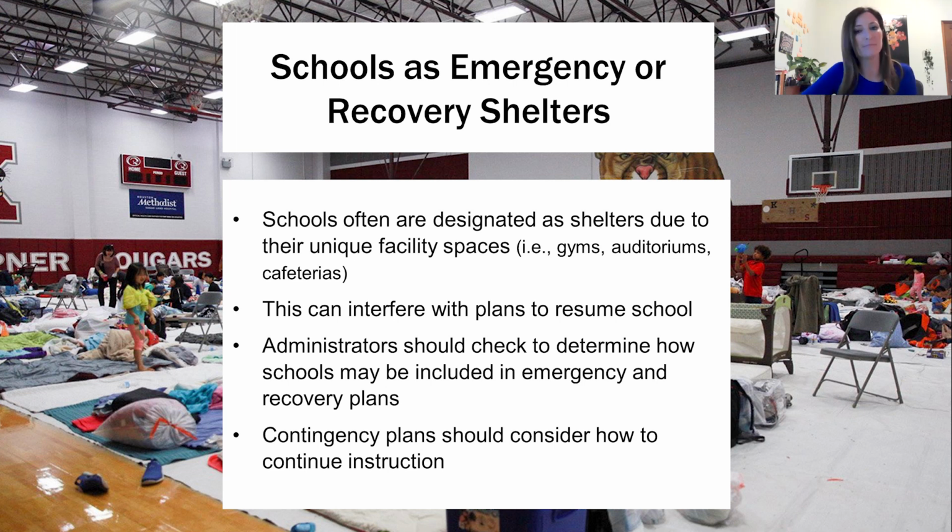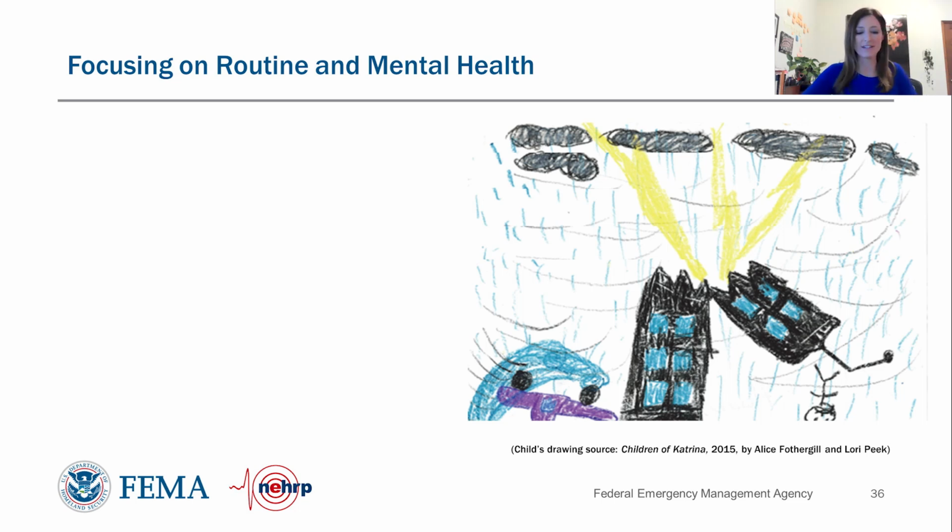And again, contingency plans should be used to consider how to continue instruction in the event that part or all of a school transitions to an emergency shelter in the event of a disaster. And so, for example, a recovery plan may state that should a shelter be open for 1 to 3 weeks, that school would transition to online or would move to another facility, or school start times and end times would be staggered, for example, to accommodate the sheltering needs. In addition to sections on shelters in this section of the guidebook, there are also sections on routine and mental health.